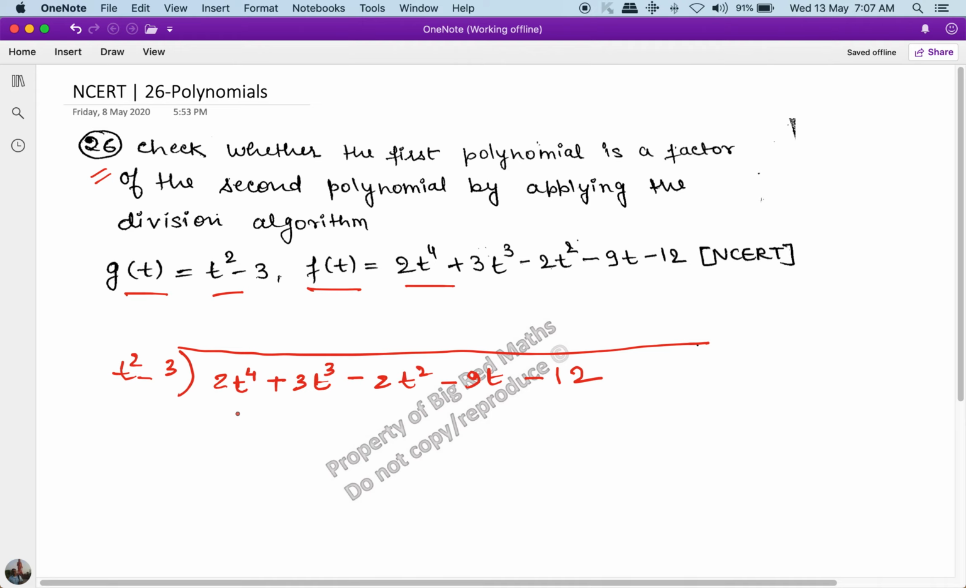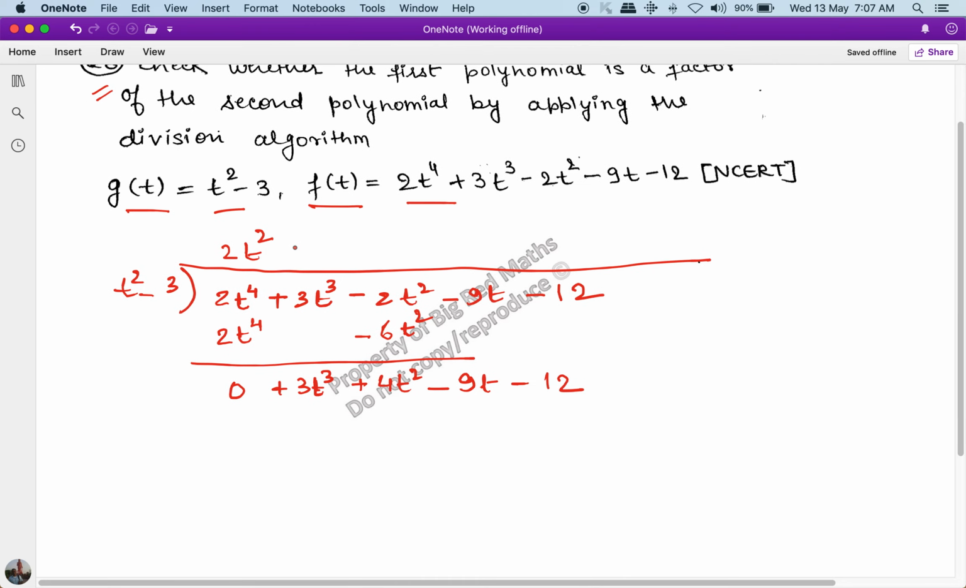So t square, and I have to get 2t to the power 4, so I first multiply this by 2t square. When I multiply this by 2t square, what do I get? I get 2t to the power of 4, and this becomes minus 6t square. So I'll write it here, minus 6t square. Now I subtract. When I subtract, this gets cancelled, so it becomes 0, and this becomes 3t cube. This becomes plus 4t square minus 9t minus 12.